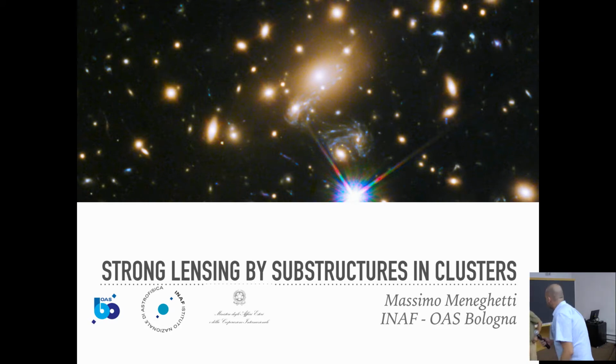Okay, so my name is Massimo Meneghetti. I work in Italy at the Observatory of Bologna. My talk will be on strong lensing, so at least from what I understand from the program of the workshop, it will be the only talk focused on this particular regime of strong lensing. In particular, I will talk about strong lensing by what I call substructures in galaxy clusters, and I will clarify in the talk what I mean by substructures.